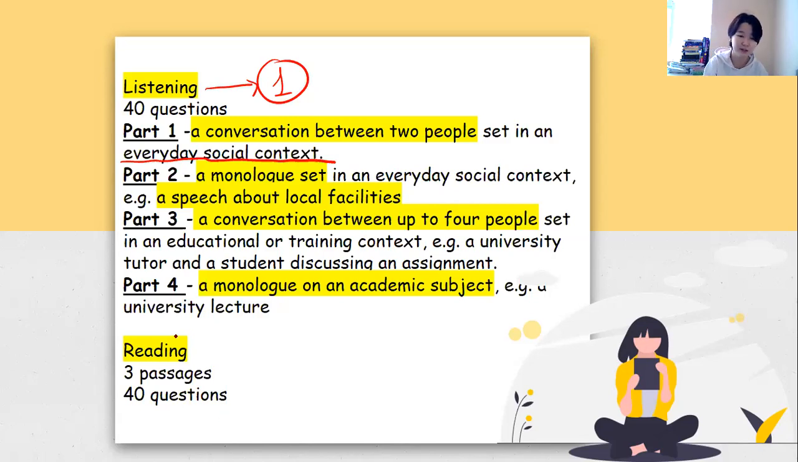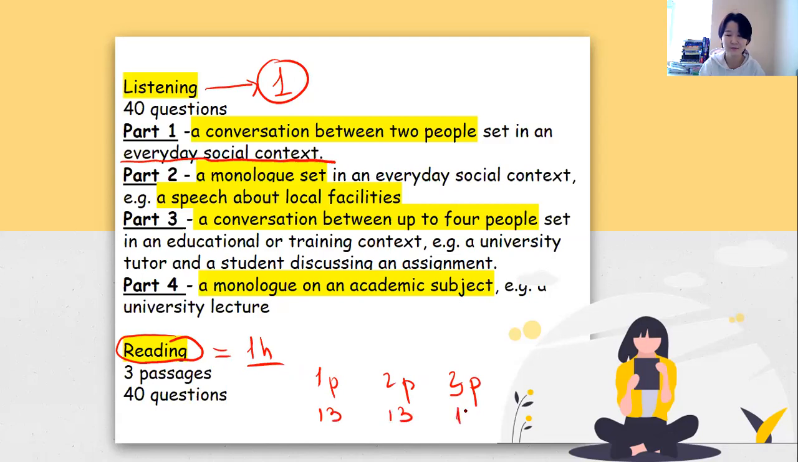Then we have the reading section, where, as I said before, you will spend only 1 hour and be given 3 passages, again 40 questions. It's approximately passage number 1, passage number 2, and passage number 3, like 13 and 14 questions each, and overall we will get 40 questions.